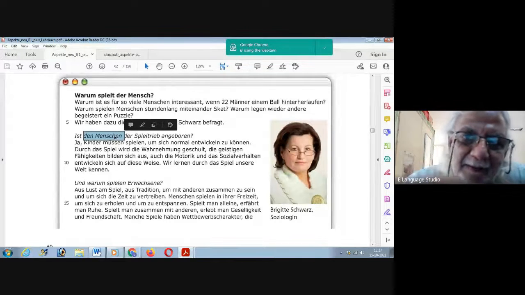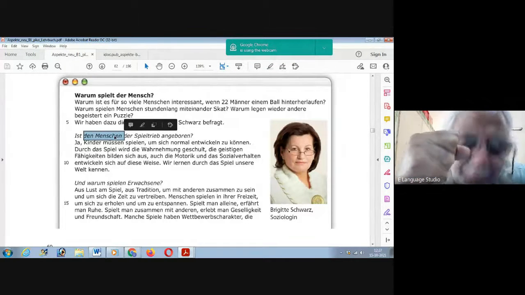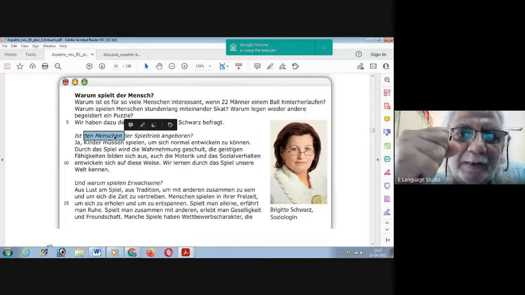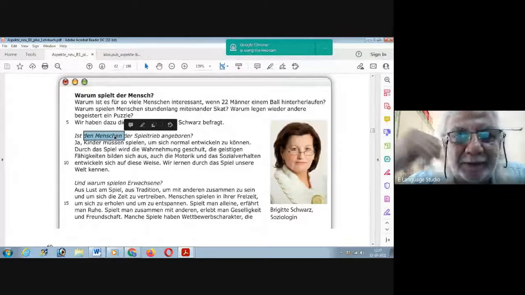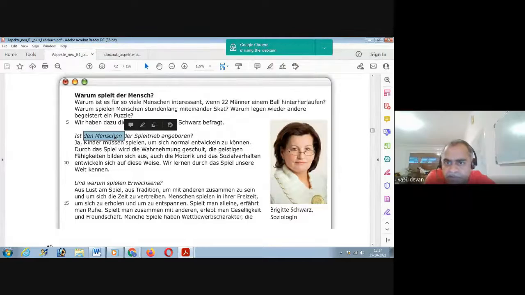So I put it in the beginning. Emphasis, so the stress is on people. Betonung liegt auf dem Objekt. Remember, first keep the verb in the right position, then play with the other words.